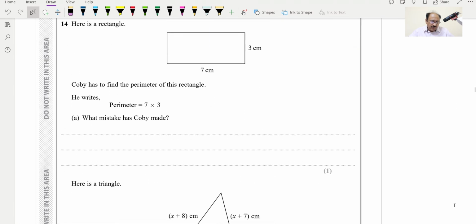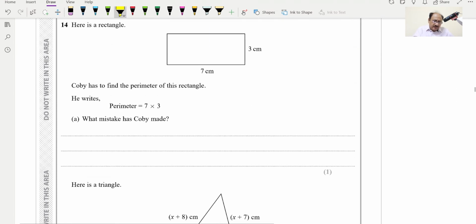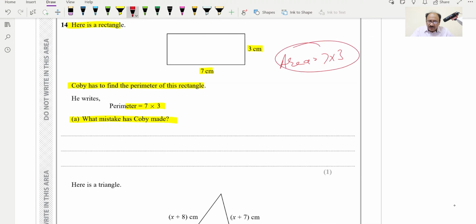Now question number 14. Here is a rectangle, and they're saying this side is 3, this side is 7. Kobe has to find the perimeter of the rectangle. He writes perimeter is equal to 7 times 3. What mistake has Kobe made? 7 times 3 will basically be the area. Area is equal to 7 times 3, not the perimeter.